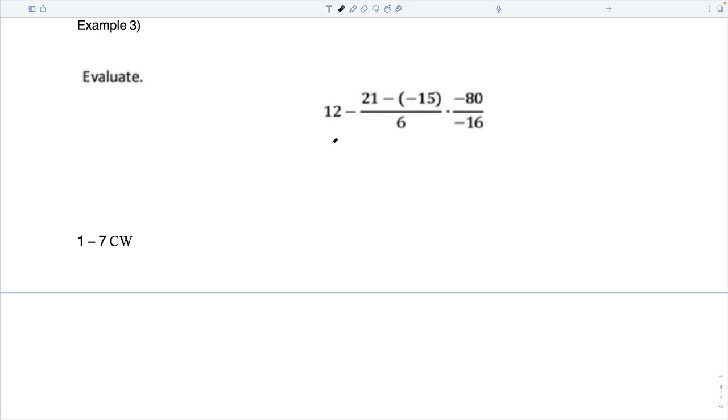21 plus 15. Great. That's a not sign, so let's do 21 plus 15. Write that on the top. 21 plus 15 is what, Jonah? Keep going. 36. Great. I'm going to keep the 6 on the bottom. Then I have -80 divided by -16. Let's clean up the 36 divided by 6.